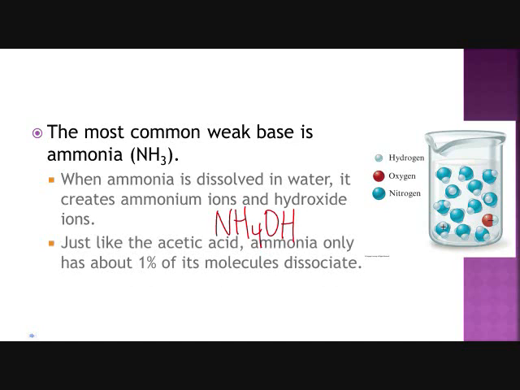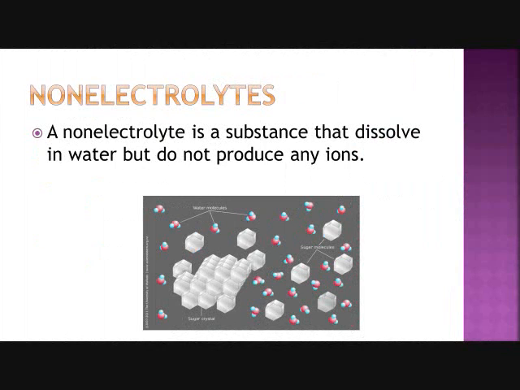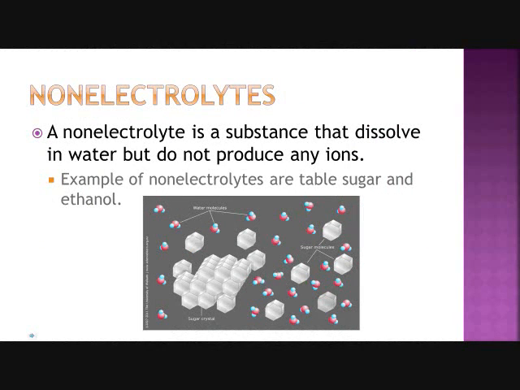Just like the acetic acid, ammonia only has about 1% of its molecules dissociate. So weak means it dissociates less. Non-electrolytes do not produce any ions. So some examples of these are table sugar and ethanol. These both do still dissolve in water. They just don't create any charges. They don't have ions, so there's no charge, so no conductivity kind of thing.